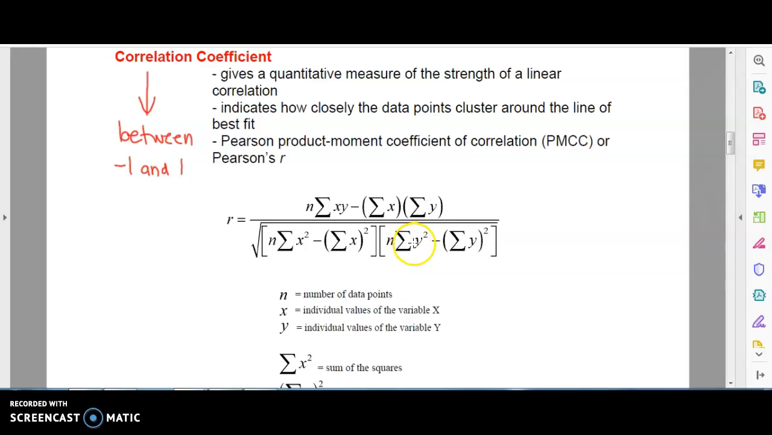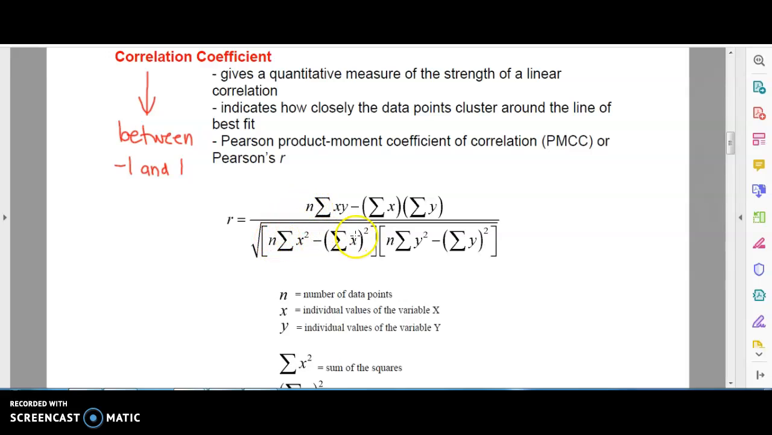Over here we have the same thing, except we're using y now. Take all your y values separately and square them, and then add all the squares to get the sum of your y squareds. Here we take our y values, add them all together, and then whatever the sum is, we square that. And the only one here that I didn't mention is the n.